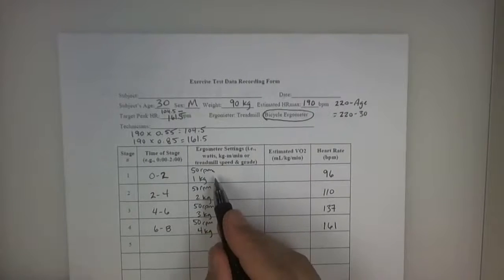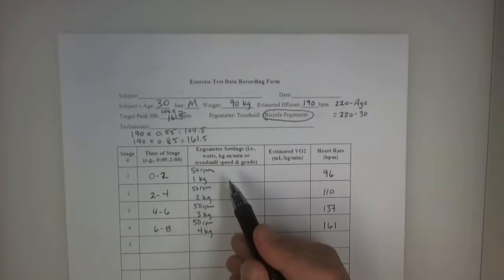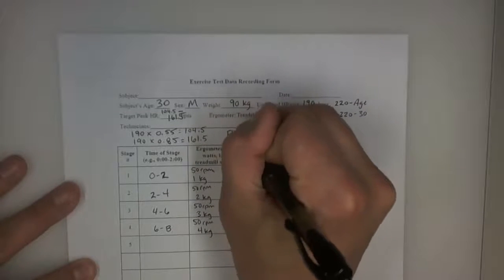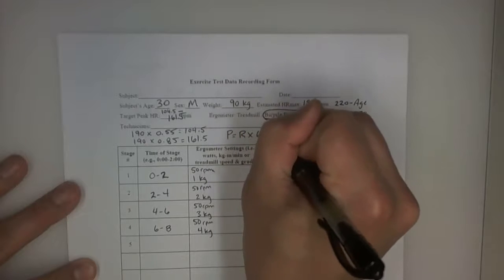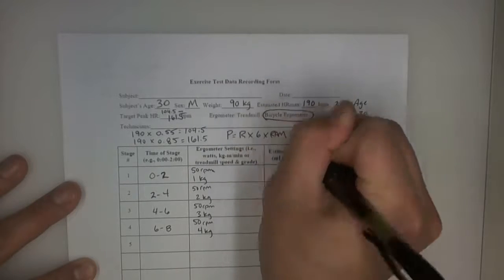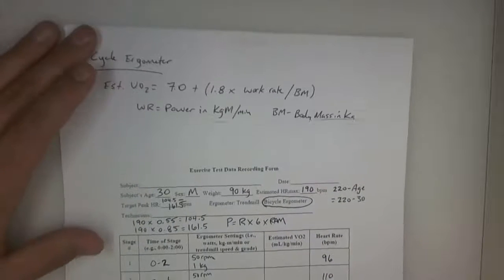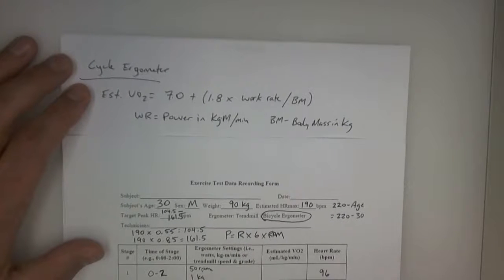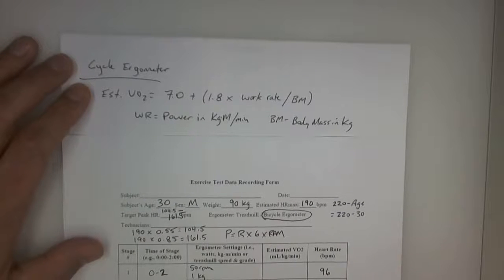You may also have this in watts, and so you can convert watts into kilogram meters per minute by multiplying that by 6, or we can go back and use our formula: power equals resistance times 6 times RPM in order to get this. And why do we need it in kilogram meters? Because if we look back at our equation that we're going to use to calculate estimated oxygen consumption, this power or work rate needs to be in kilogram meters per minute. So we'll calculate for each of these.